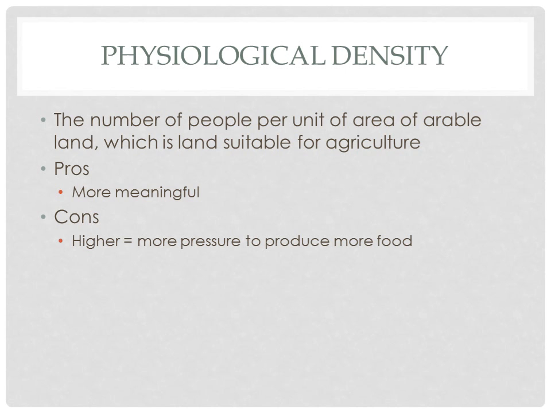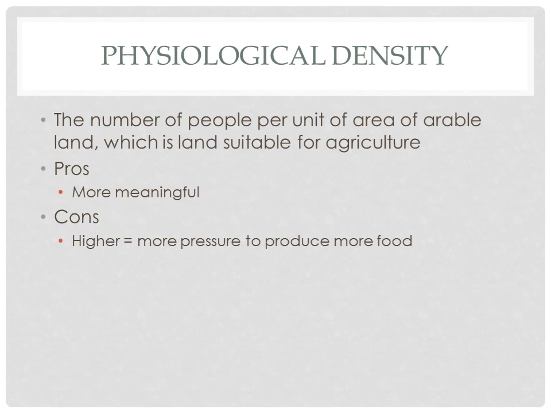And that is physiological density, the number of people per unit of area of arable land, land that is suitable for agriculture. So to create that abbreviated formula, we're talking total number of people divided by farmland. Total people divided by farmland. Now, on the plus side, this is a little bit more meaningful because that's the land that's going to grow the food for those people.